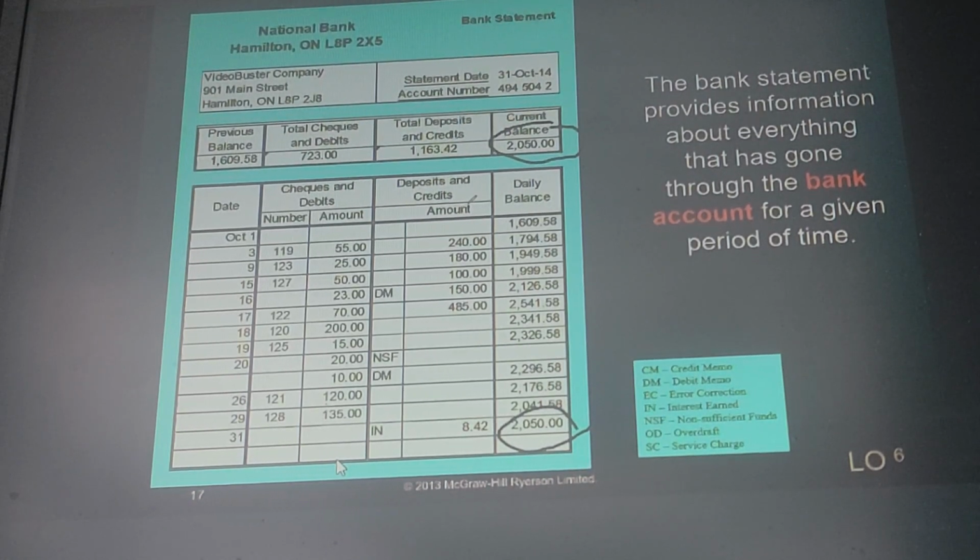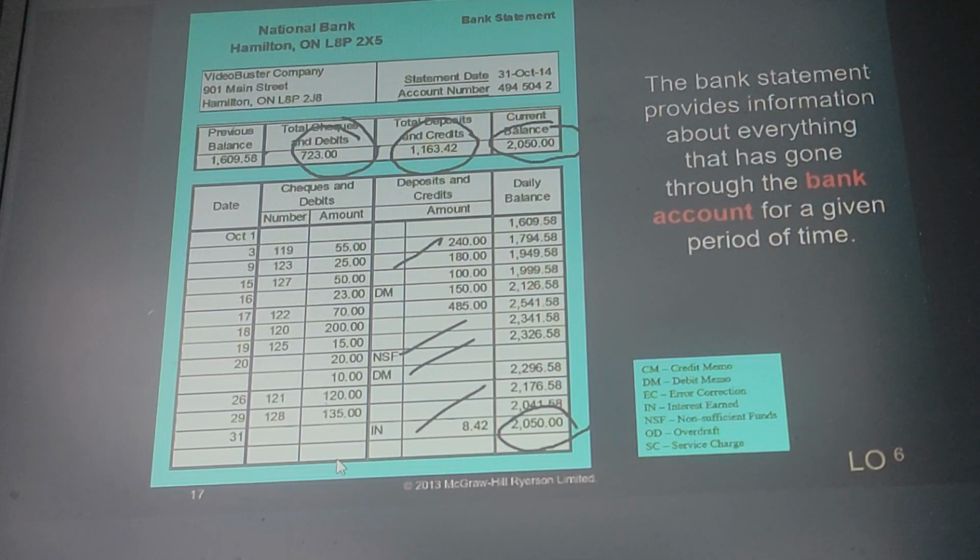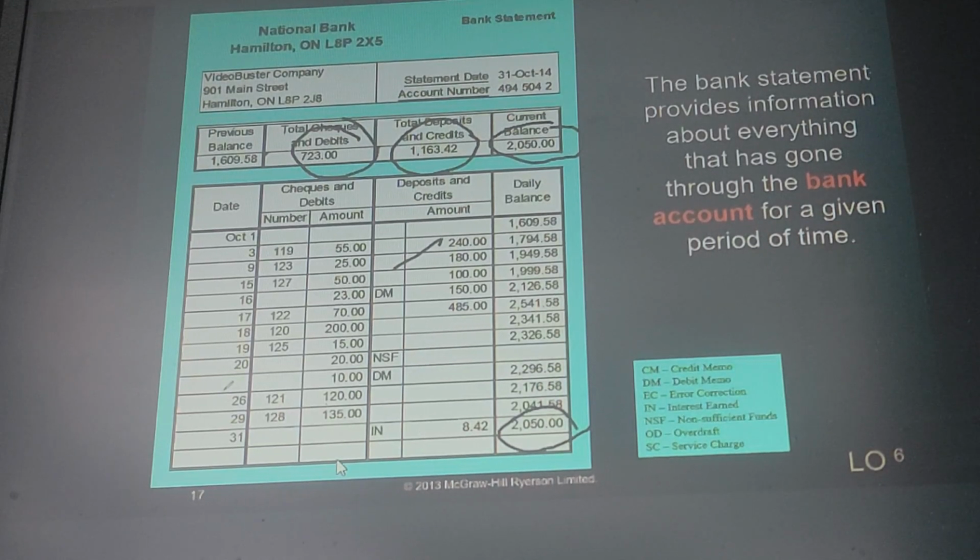This is the total deposits. This is the total checks and debits. See here, debit memo, NSF, debit memo, interest, right? So this is a sample of the bank statement.